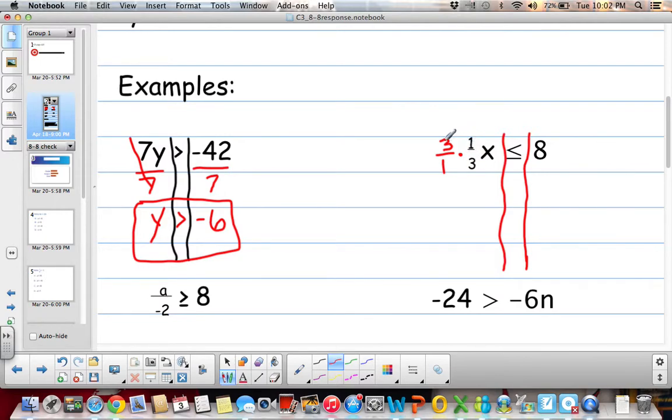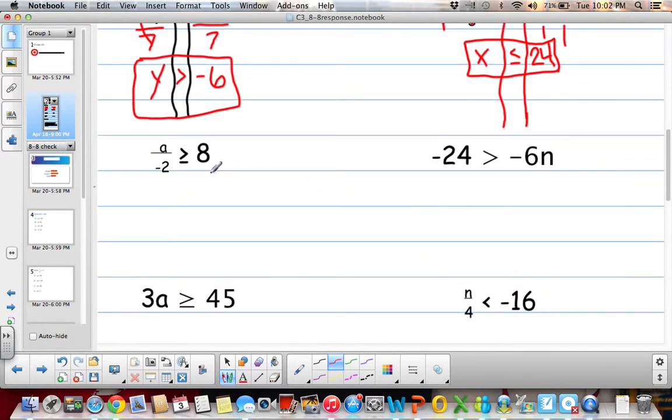Because 3 times 1 is 3, 1 times 3 is 3, 3 over 3 is 1, so that cancels out, and we just have x, and then we have to do the same over here, times 3 over 1. We can make this 8 over 1. So then we have x is less than or equal to 24. No negative numbers, so we leave the sign alone.